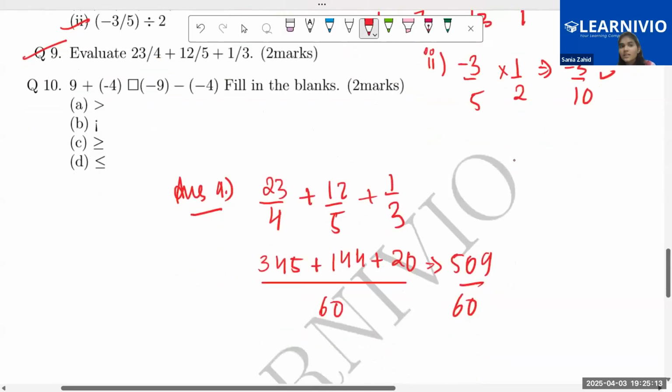You have to fill in the blanks, like 9 plus minus 4 and minus 9 minus 4. You have to solve this first, then solve this, and then compare the numbers, whichever is greater than or equal to, like that you have to compare. Ma'am, it's option C or option A.